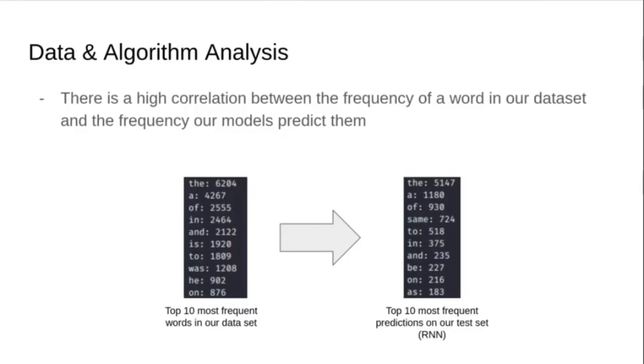For our data and algorithm analysis, the primary thing that we noticed about our models is that the frequency with which a word is predicted highly corresponds to how often it appears in our dataset. For example, the word "the" appears 6,204 times in our dataset, which contains approximately 100,000 words. This is about 6% of the time. 6% of all words are "the." This is not good because if we made our predictions solely based on how frequently the word appears in our dataset, we would likely get very similar results.